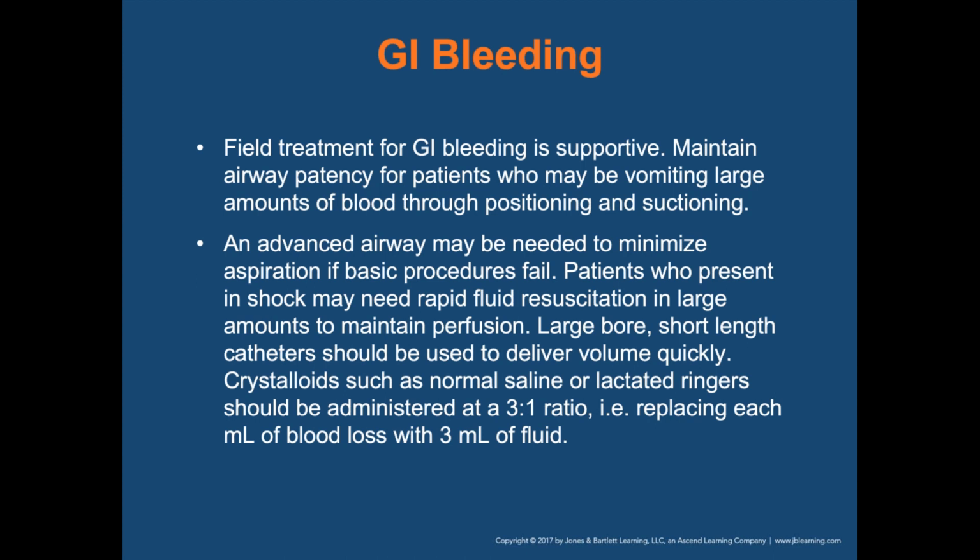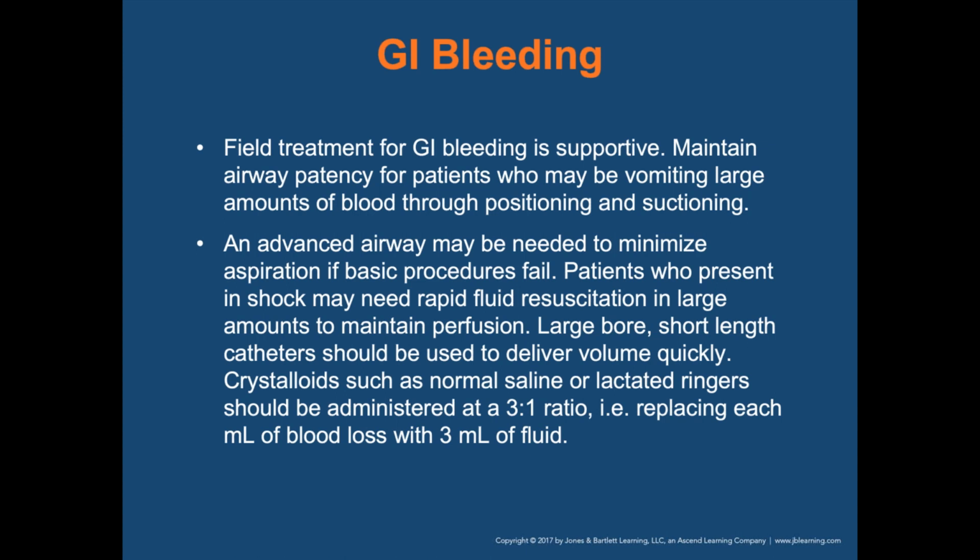Patients who present in shock may need rapid fluid resuscitation in large amounts to maintain perfusion because they're losing it. We need to put something back in. Large bore IVs, short length catheters should be used to deliver volume quickly. So if anybody knows much about needle size, I want to go as big as possible, and I possibly want to do bilateral IVs.